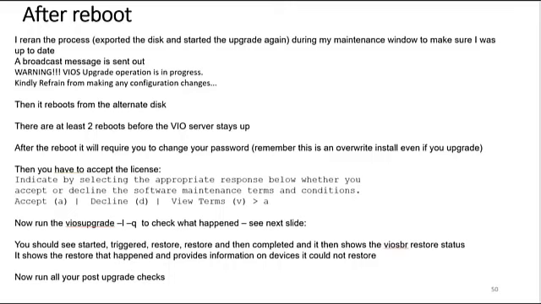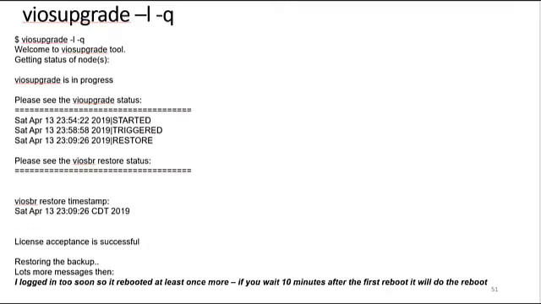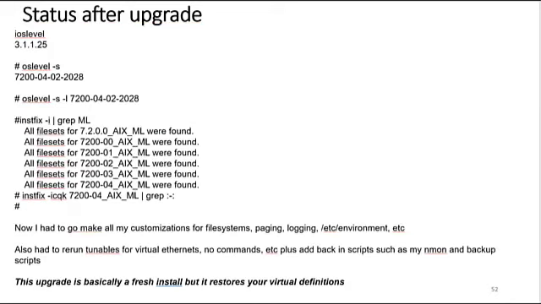It basically almost immediately did a reboot because what it was doing, and you can see this here, is it was going to do a restore. So it said license acceptance is successful, restoring the backup, got a bunch more messages, and then it rebooted. And sometimes it'll reboot once, sometimes it will reboot twice. Then after the upgrade, I log in and I do my ioslevel, my oslevel -s. I always run instfix to check that there's no missing file sets.